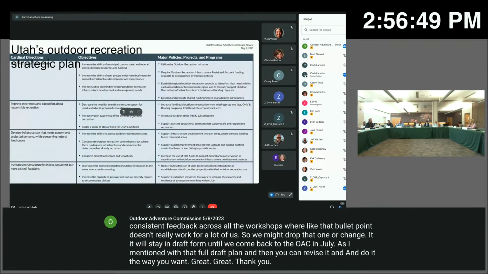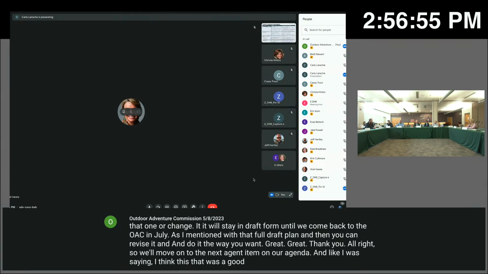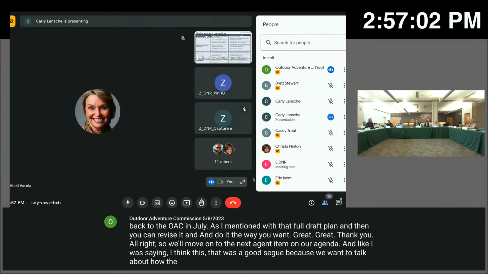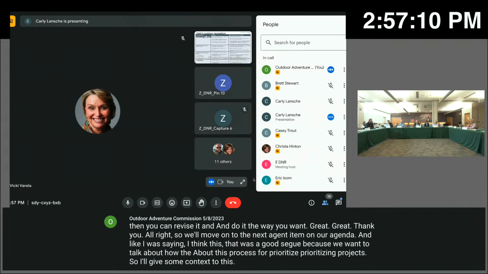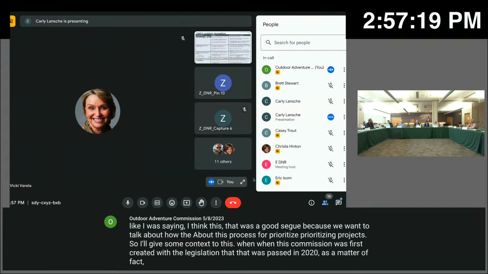All right, so we'll move on to the next item on our agenda. And like I was saying, I think that was a good segue, because we want to talk about the process for prioritizing projects. So I'll give some context to this. When this commission was first created with the legislation that was passed in 2020, as a matter of fact, so it's been a few years.